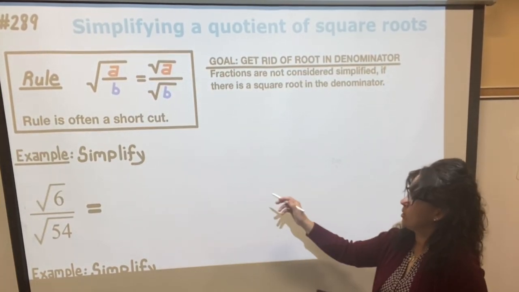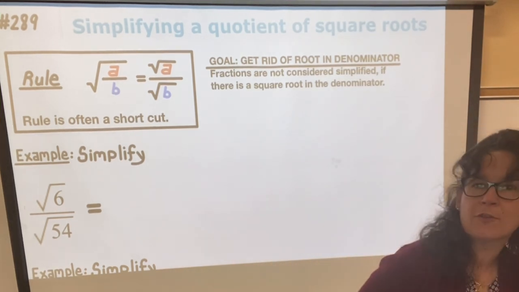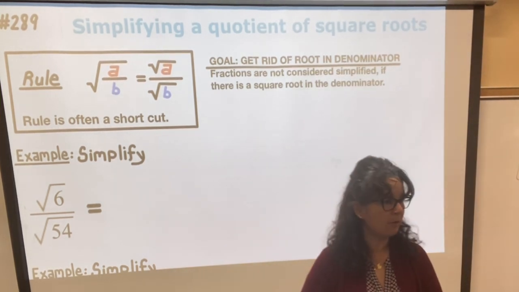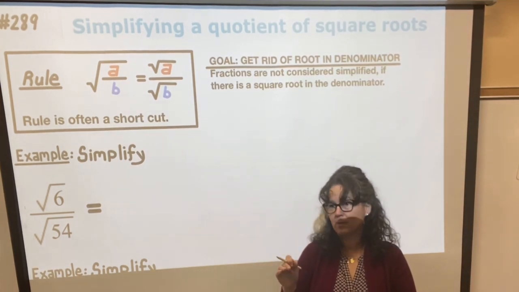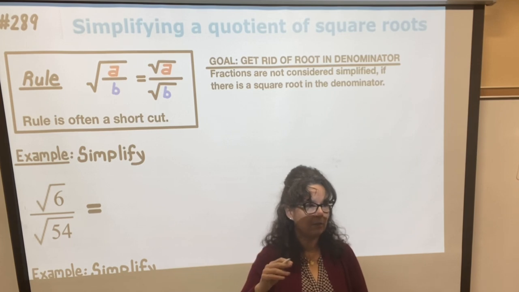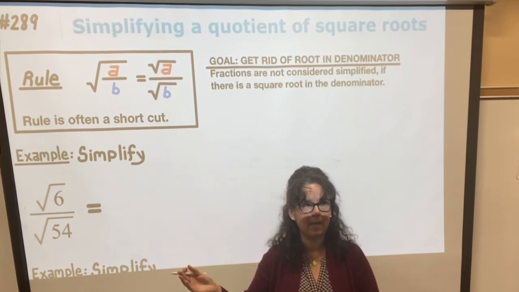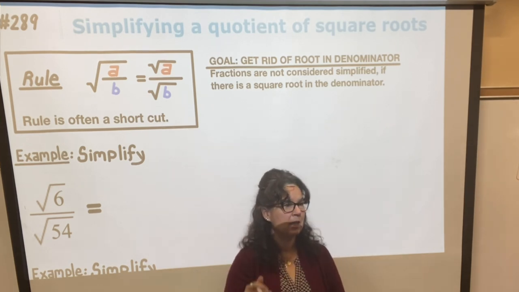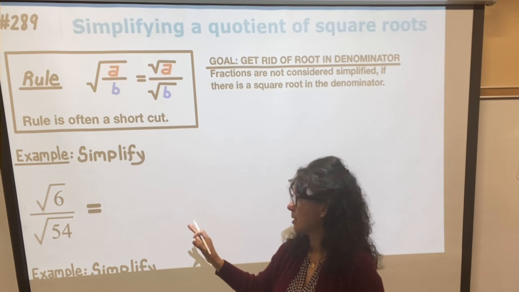The main goal is we want to get rid of the square root in the denominator because fractions are not considered simplified when there is a square root in the denominator. Now, eventually we're going to have to learn a few more strategies to make that happen, but the shortcut is going to work on the ones that you're going to do for this assignment.